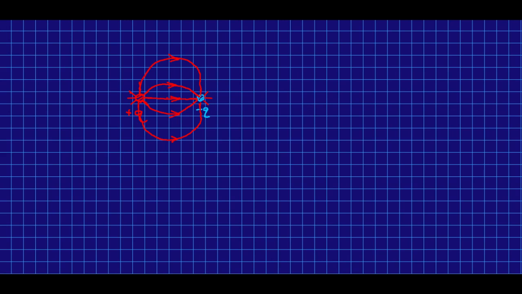And now this line would come out and again curve slightly towards the negative charge. It will wander off the page. It would continue way out and come back in somewhere over here.